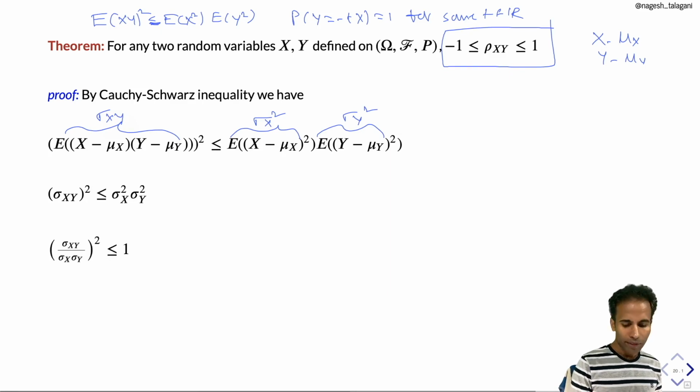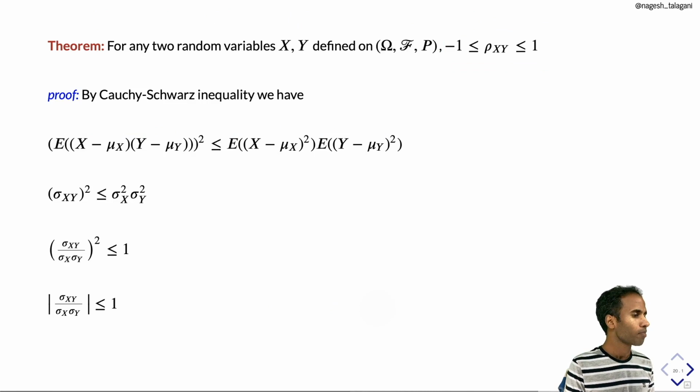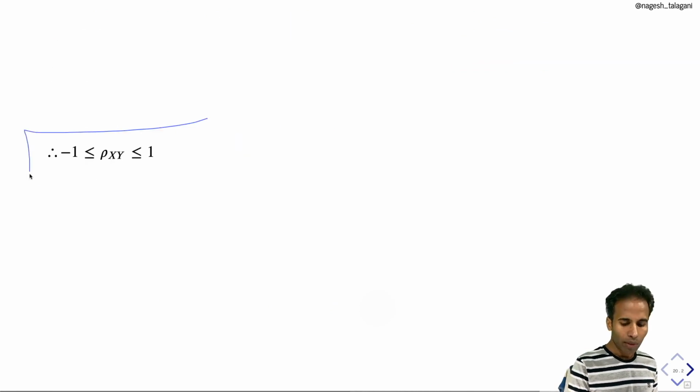Okay, so we have sigma XY whole square less than or equal to sigma X square sigma Y square. Next step, I can write (sigma XY by sigma X sigma Y) whole square less than or equal to 1. So I can get rid of the square. I can write mod of sigma XY by sigma X sigma Y less than or equal to 1. That implies I can say minus 1 less than or equal to sigma XY by sigma X sigma Y less than or equal to 1. So therefore, we have a correlation coefficient between minus 1 and 1. Okay, so we have a correlation coefficient always between minus 1 and 1.